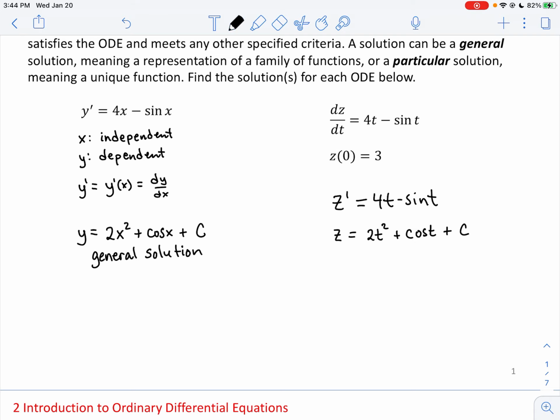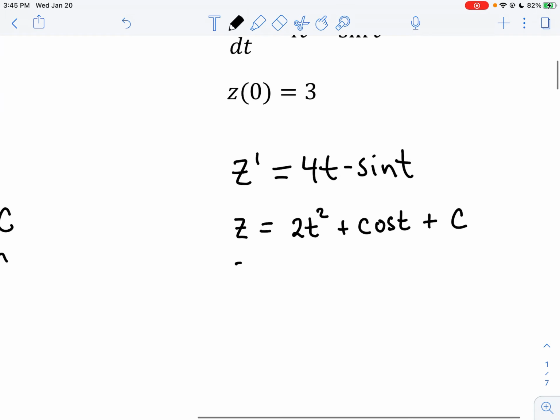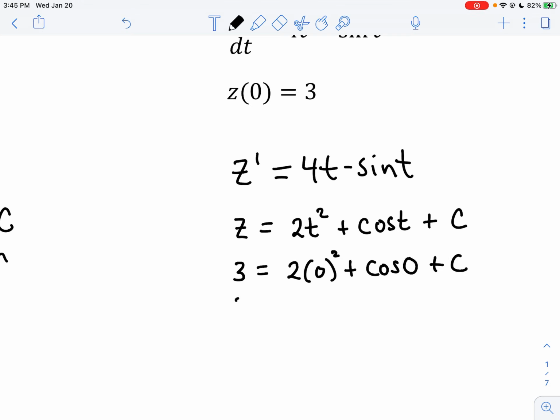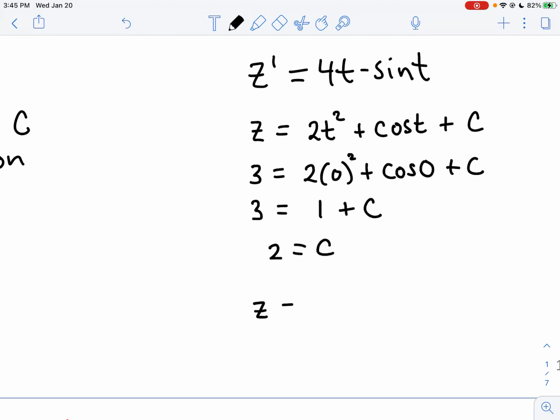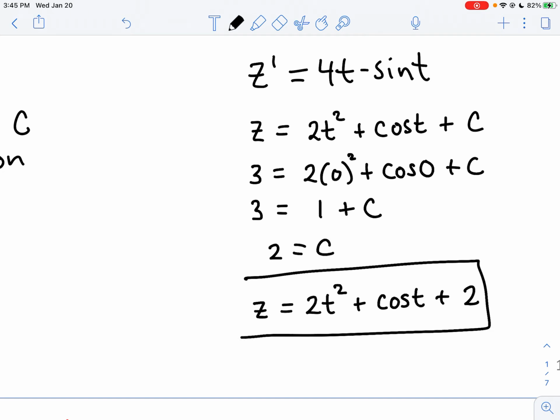We want it so that z of 0 will be 3. So we plug in 3 for z at the same time I plug in 0 for the independent variable, in this case t. So we get 3 is equal to 2 times 0, that's gone. Cosine of 0 is 1 plus c, so that tells us that c must be 2. And now I'm able to write down my solution as a function of t. It's going to be 2t squared plus cosine of t plus the choice of c that we just determined. And this is a particular solution.